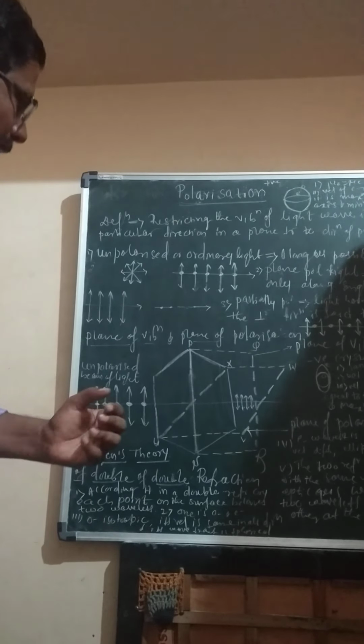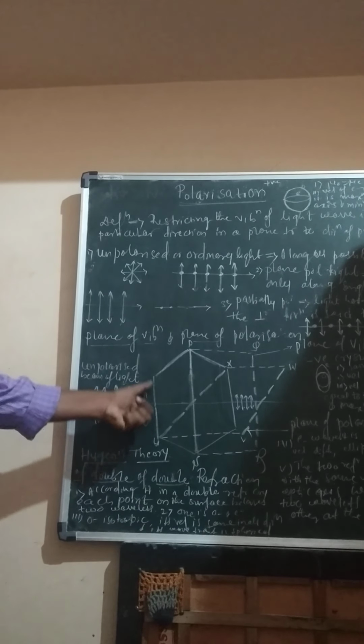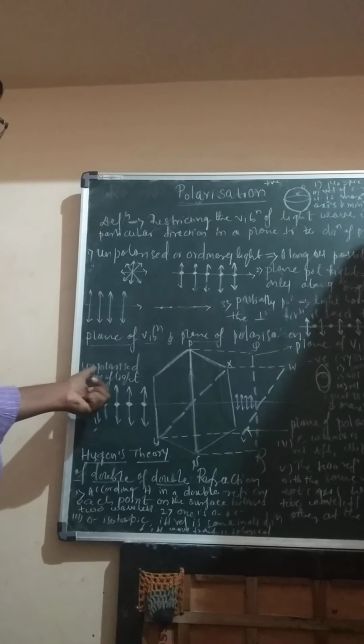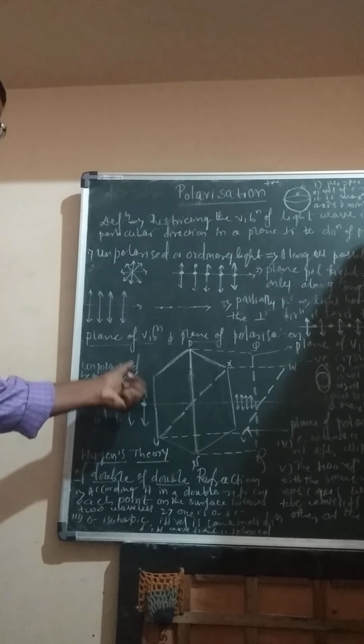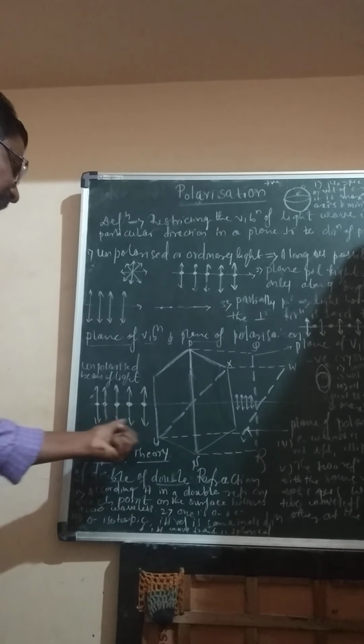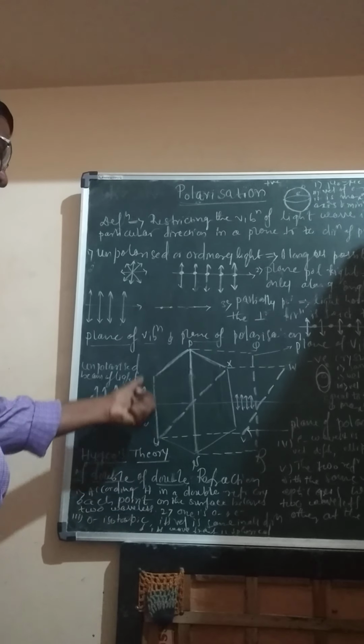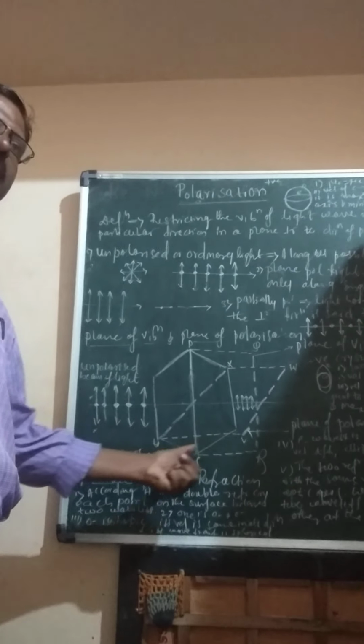So this first picture, the diagrammatic picture, indicates the unpolarized beam of light, or we can say the ordinary beam of light, when it is passed through a certain crystal, which here is a tourmaline crystal.